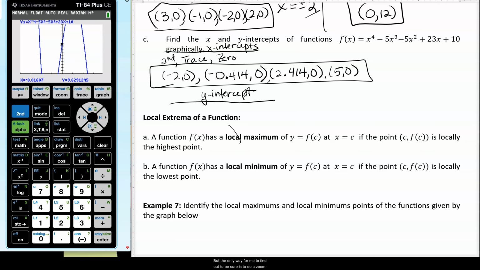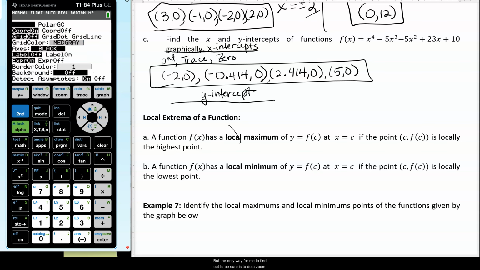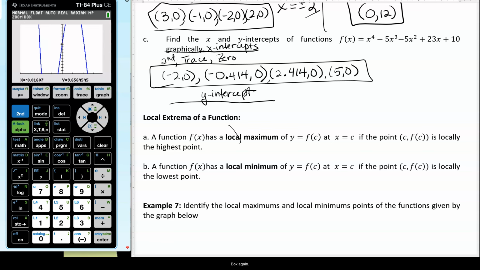But the only way for me to find out, to be sure, is to do a zoom box again. I'm just going to get a few of these in the frame. Make sure it's at 10. Drop my left. I'm going to go over here and I'm going to drop my right. And that's got the y-intercept in there. And yes, it's at 10. So the y-intercept is at 0, 10.